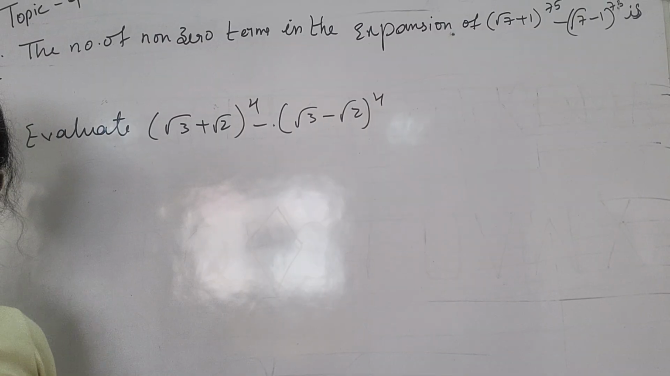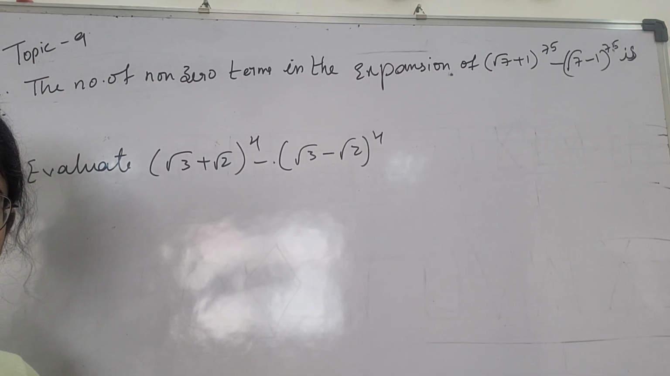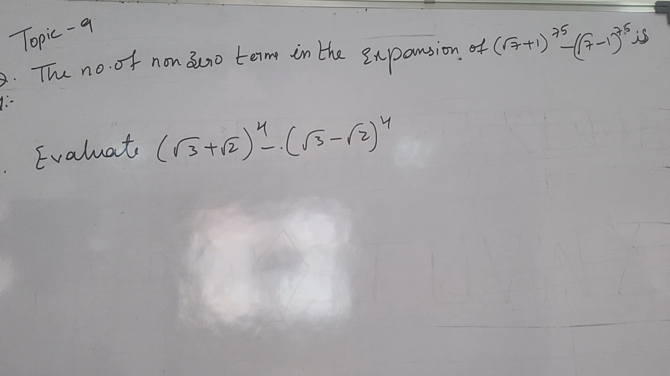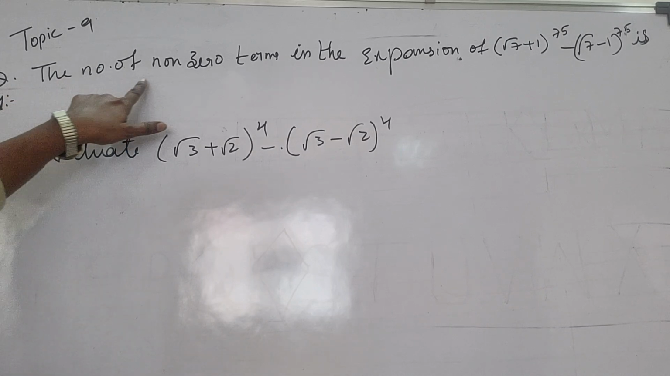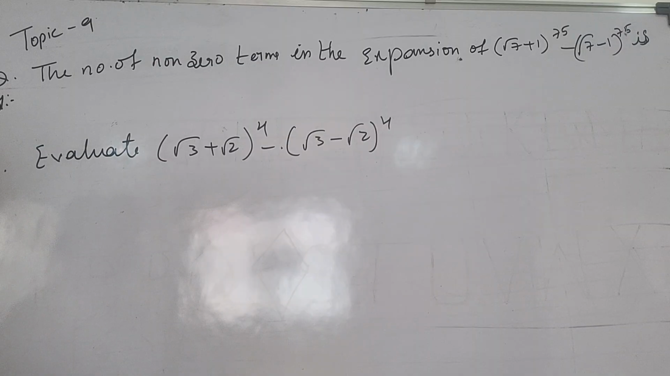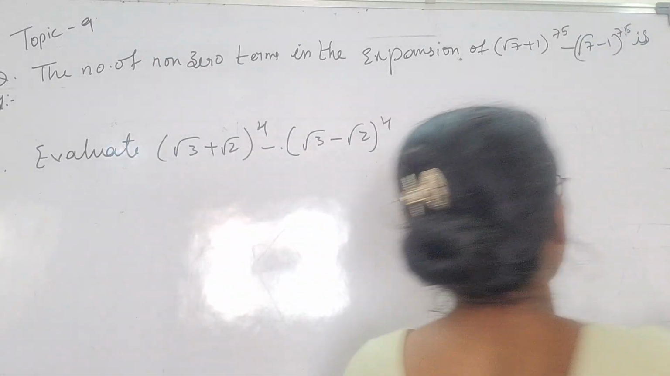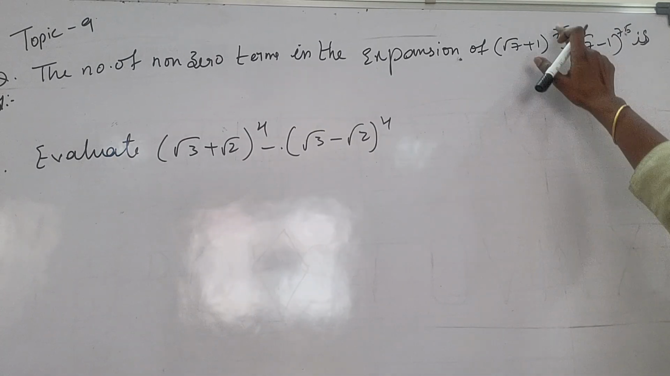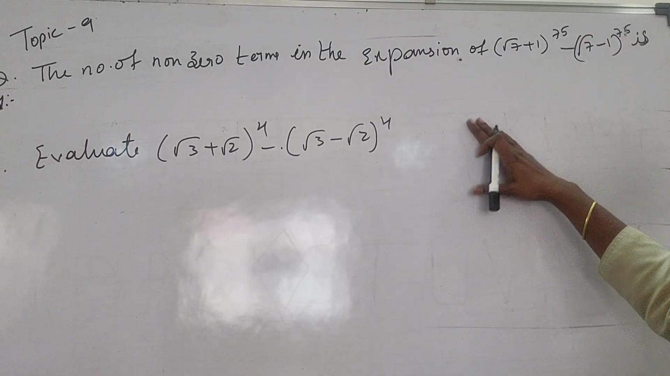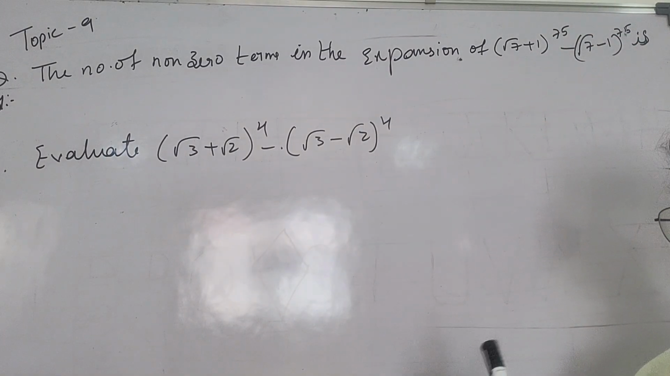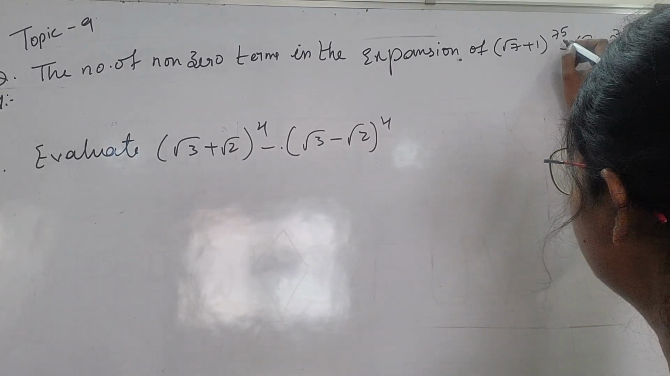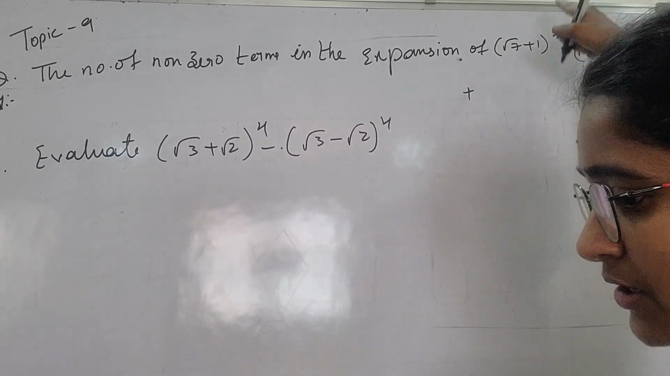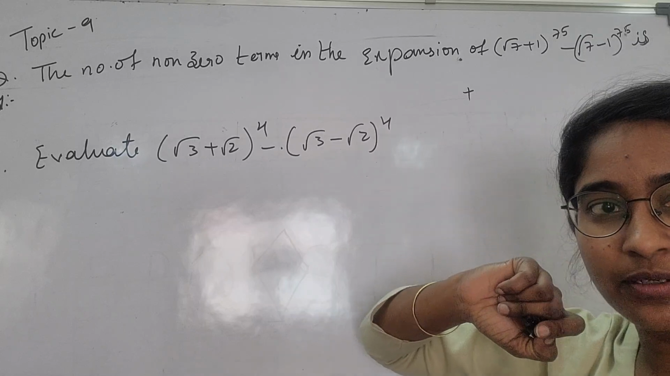Okay, we'll continue. We are in the ninth topic, questions. We have 3 questions based on this ninth topic. The first question is the number of non-zero terms in the expansion. As we discussed in the earlier note, the number of terms depends on whether the sign is plus or minus and whether the power is even or odd. If the sign in the middle is plus and the power is odd, what are we going to do?